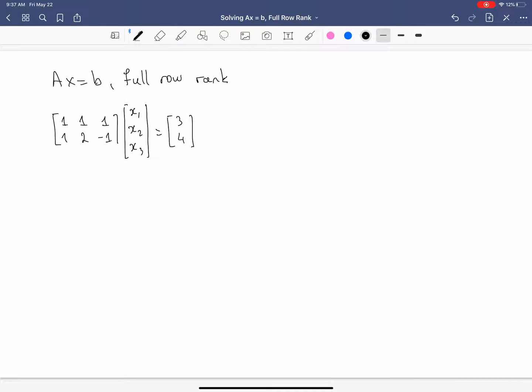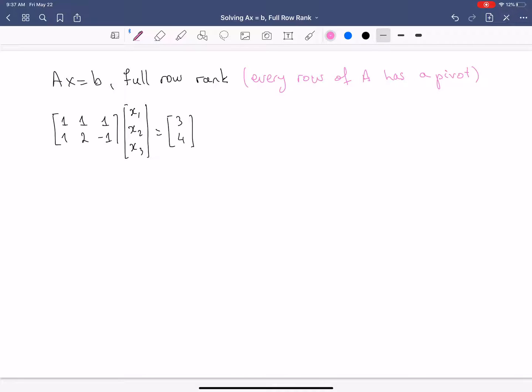The last case that we need to consider for the problem of solving Ax equals b is when the matrix A has a full row rank. What that means is that every row of A has a pivot. So you see, when you carry out elimination, you will never get a row of zeros. In that case, what you get is that Ax equals b always has a solution.